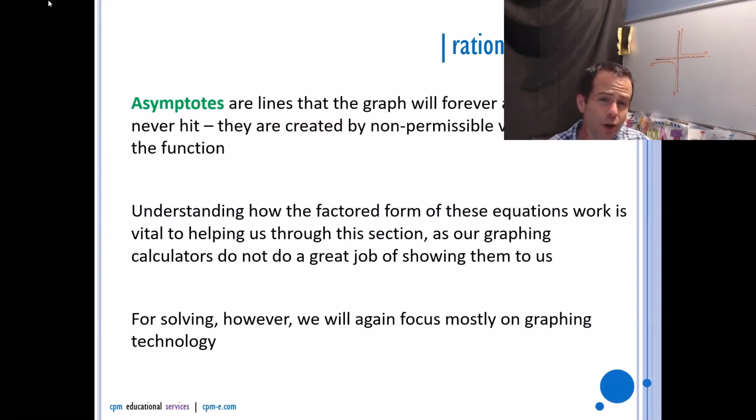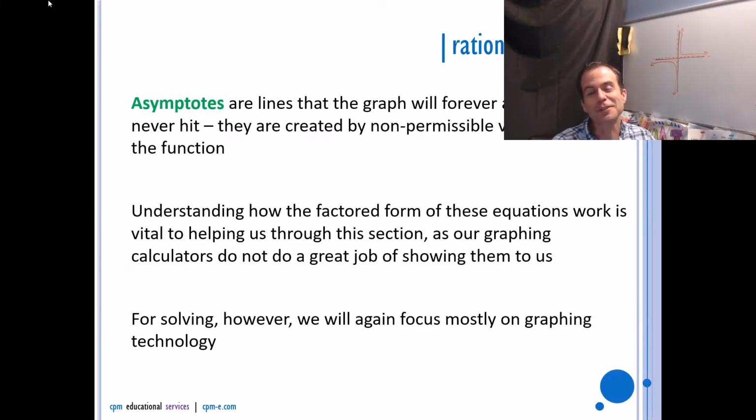Understanding how the factored form of these equations works is vital to helping us through this section, as our graphing calculators don't always do a great job of showing them to us. Your graphing calculator will often look like a heart monitor on these guys. They'll just be this little blip because they don't quite know how to handle the asymptote. For the most part, if you bring your window settings in closer, you can get a better picture. By default, your graphing calculator is from -10 to 10 on both the x and y. If you brought that into -5 and 5 for both the x and y, often that will give you a better picture.